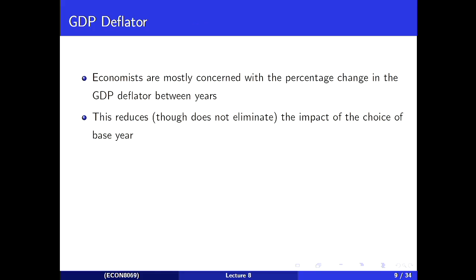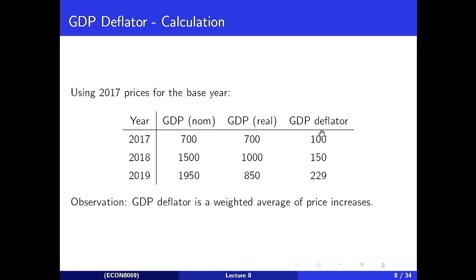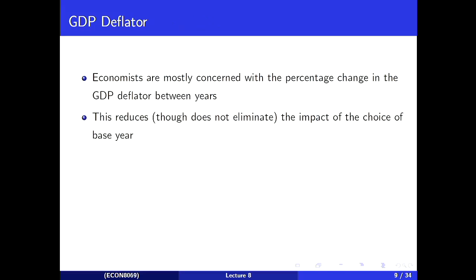Okay, economists are, as I sort of implied when I talked about the GDP deflator just then, mostly concerned with percentage changes in the GDP deflator. The actual number isn't that important because it depends so sensitively on the base year. The fact that this number is 100 is purely because we chose 2017 as the base year. If we'd chosen 2019 as the base year, then this number would be 100, because the GDP deflator in the base year is 100 by definition. So we don't care so much about the particular value. We care about the change in this value between years, in particular the percentage change between years.